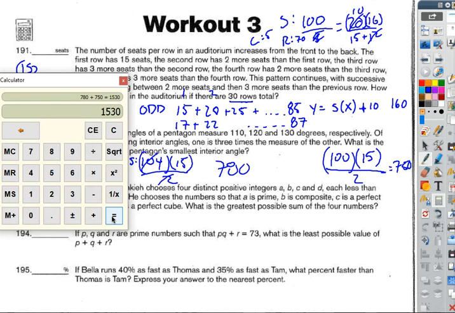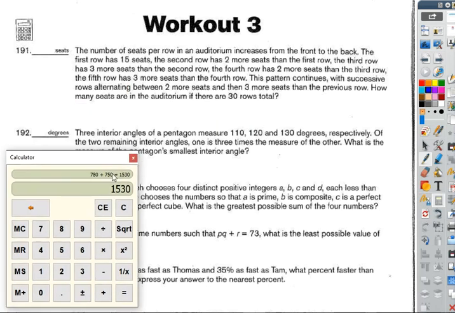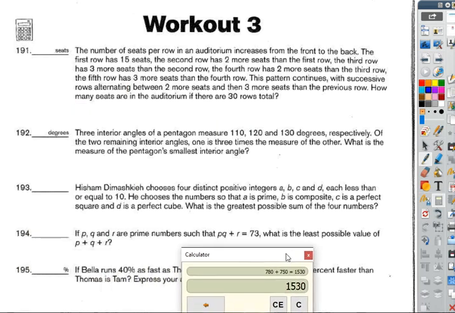Look at that. All right, next question. 3 interior angles of a pentagon measure 110, 120, and 130 degrees respectively. Of the 2 remaining interior angles, one is 3 times the measure of the other. What is the measure of the pentagon? So I'm going to draw a pentagon.